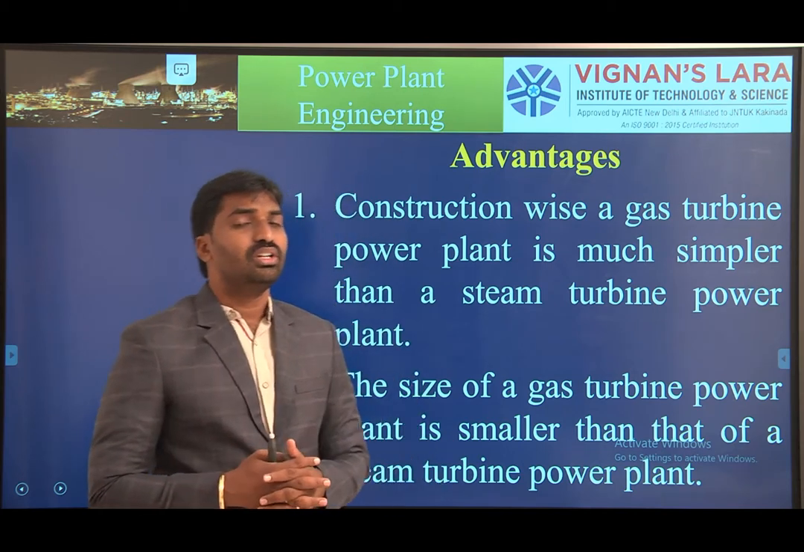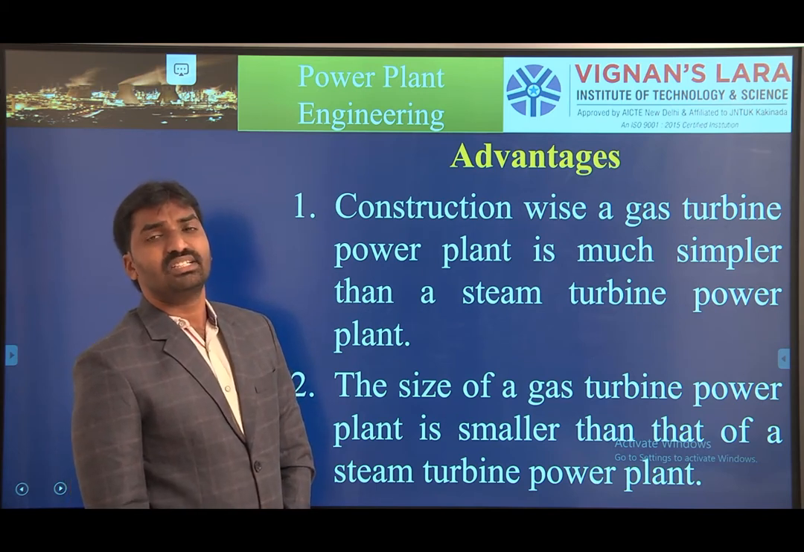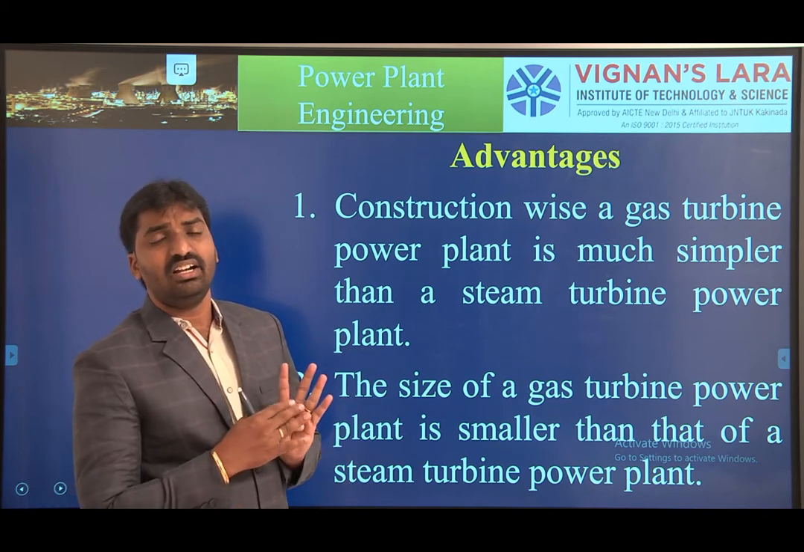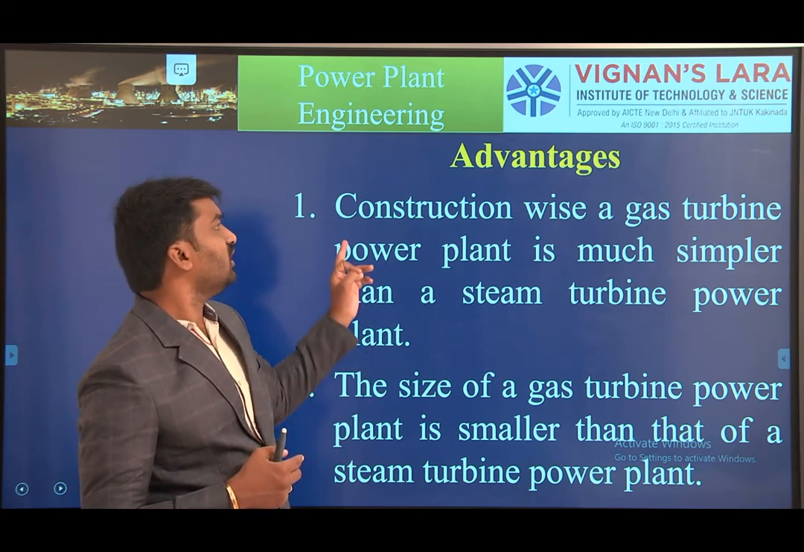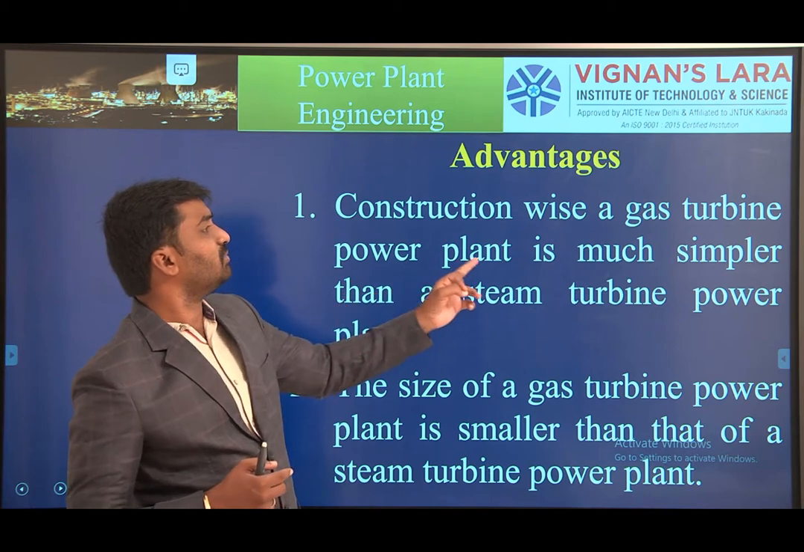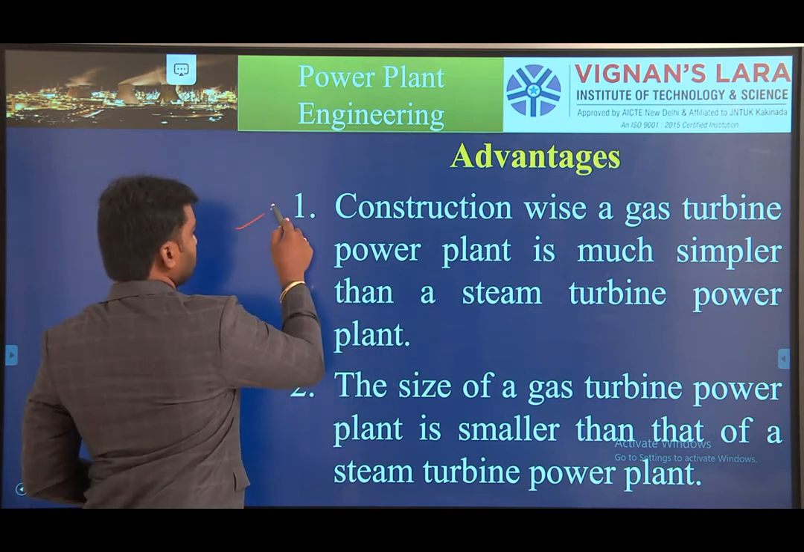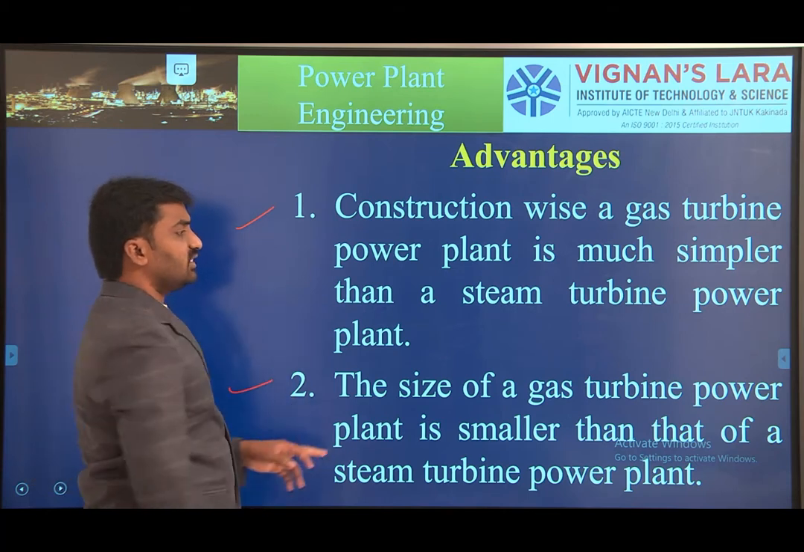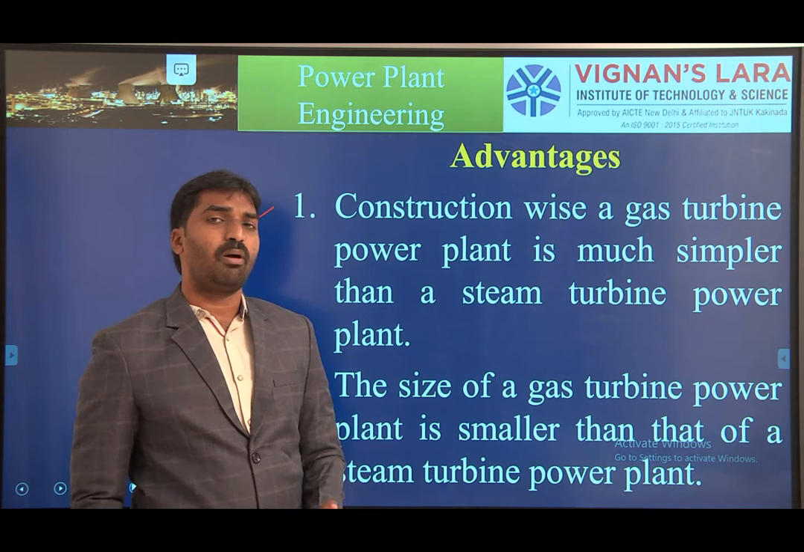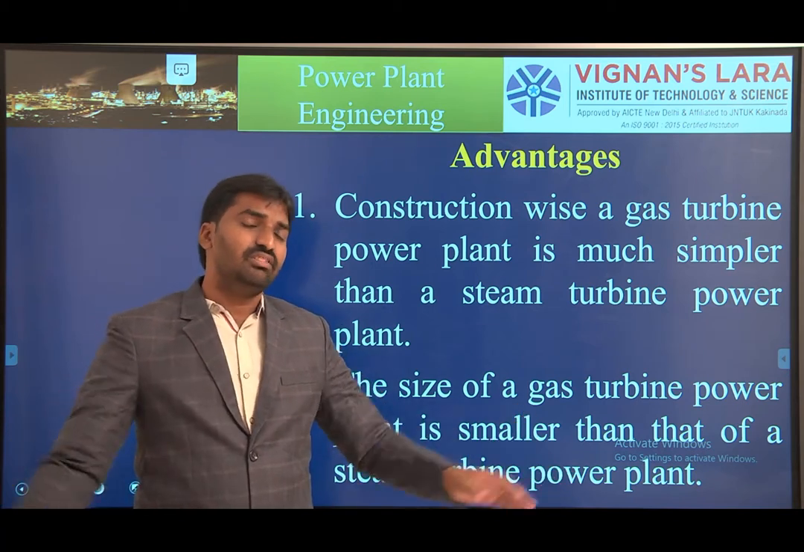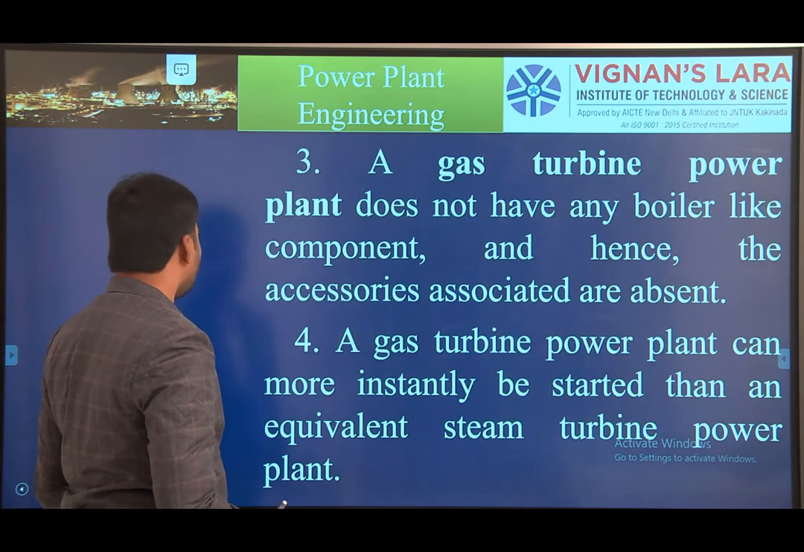In a gas turbine power plant, one thing is that it has a simple structure, and it occupies less space when compared to the steam power plant. Construction-wise, a gas turbine power plant is much simpler than a steam turbine power plant. The second one is that the size of a gas turbine power plant is smaller than that of a steam turbine power plant. So you can construct a gas turbine power plant in a small space rather than a large space.